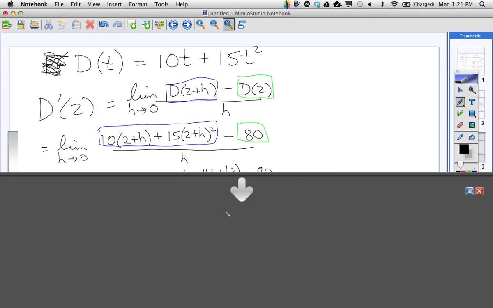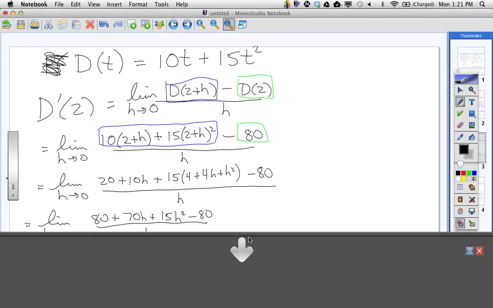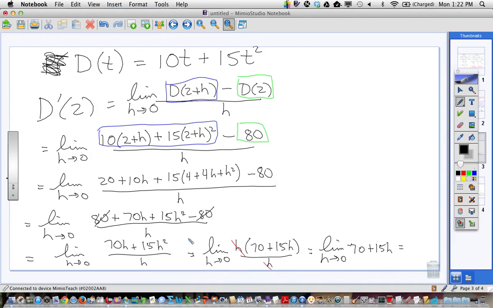Okay? So what's going to happen, so I did part of it and I FOILed out the 2 plus h and then I distributed and things combined and the 80s then canceled here, which again is a key thing that they did cancel. It needs to happen because if those 80s don't cancel, then you can't factor out an h.